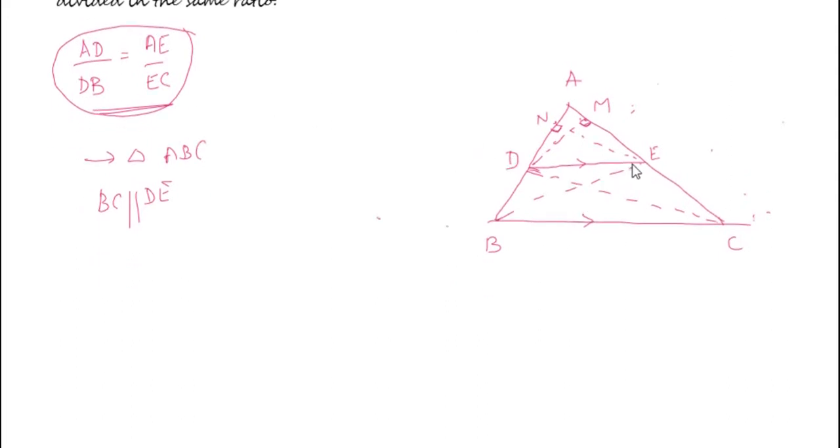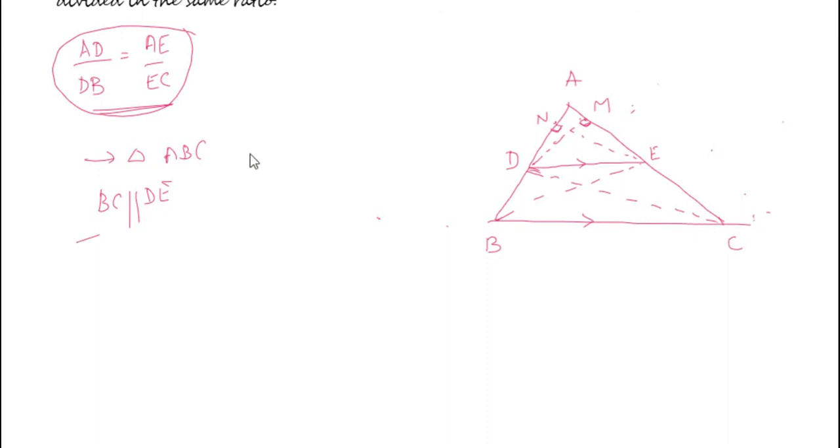Let us do some constructions. From point E to AB, draw a perpendicular, say EN. Same way from point D to AC, draw a perpendicular DM. These two are the perpendiculars. These are 90 degrees. And then join the points B and E and D and C.